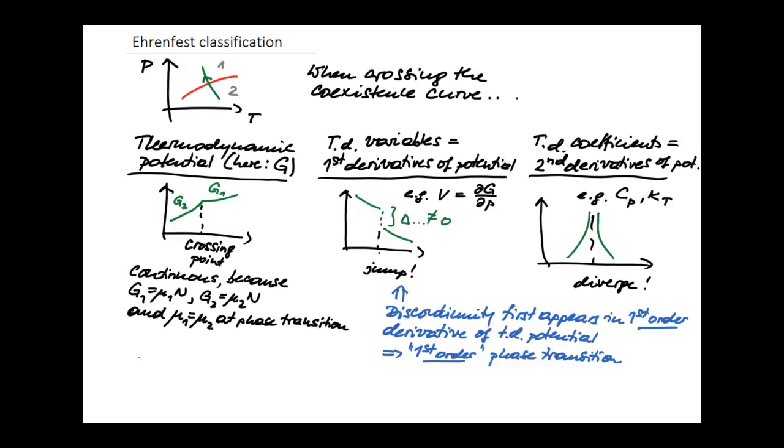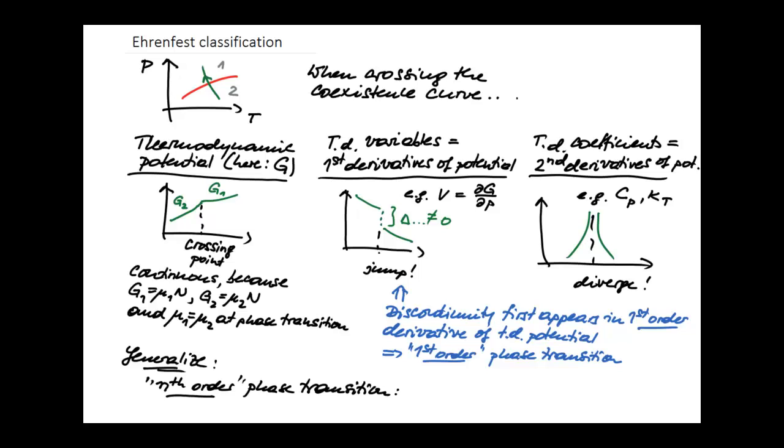And you can generalize this and define an nth-order phase transition. An nth-order phase transition is a phase transition where a discontinuity appears, and it appears for the first time in the nth-order derivative or derivatives of the thermodynamic potential.